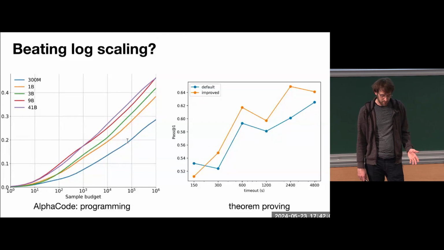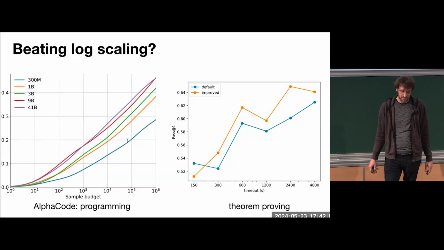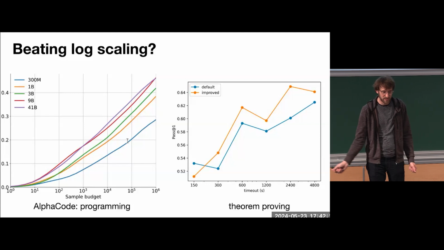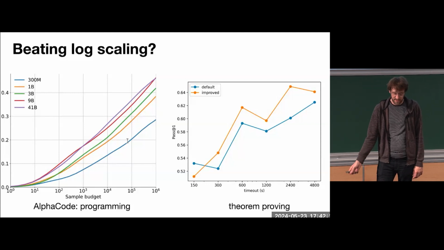So it is actually a bit the same base hypothesis, which is to say, okay, we want to beat log scaling of just putting in more sampling budget, which on the left is for AlphaCode, but in the case of theorem proving.